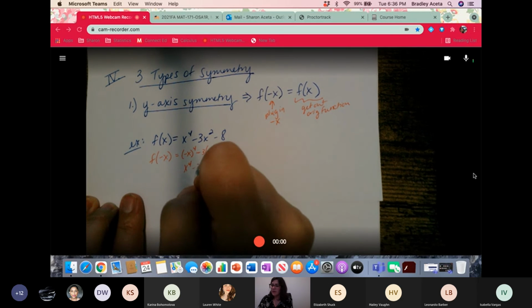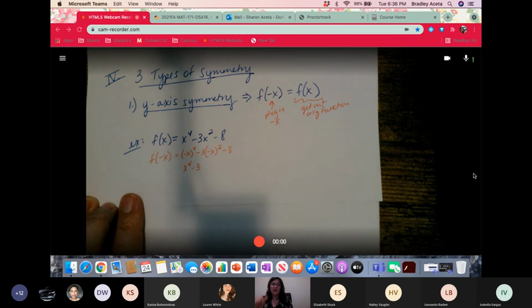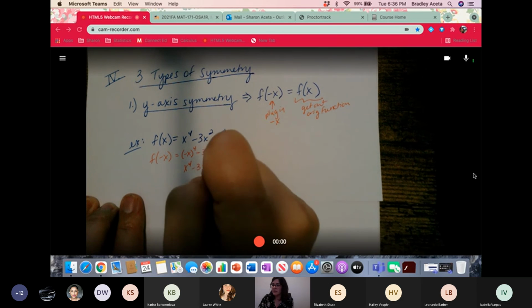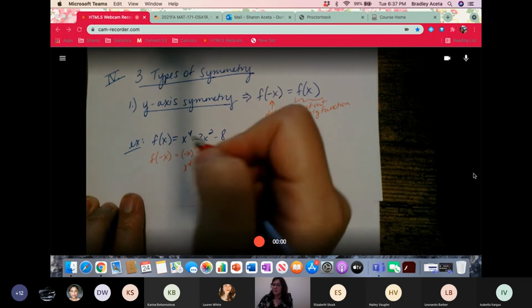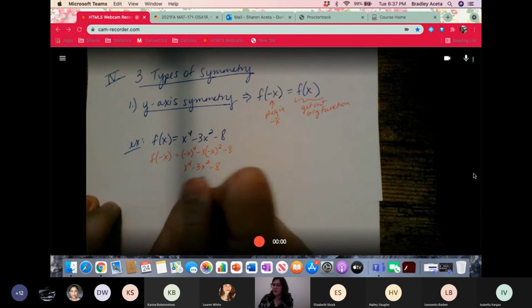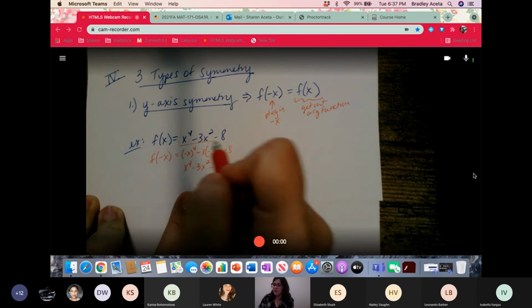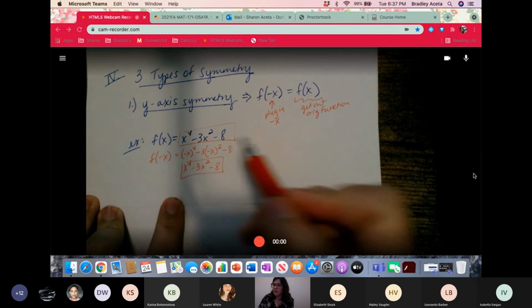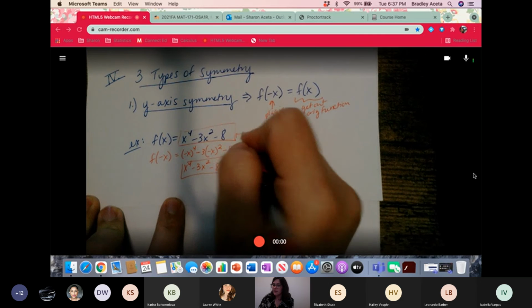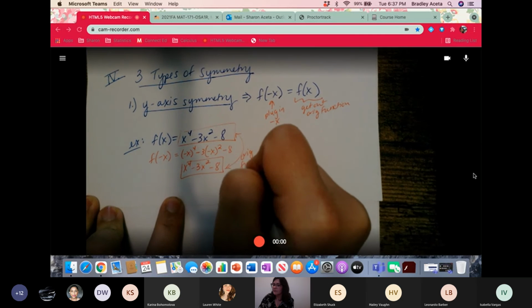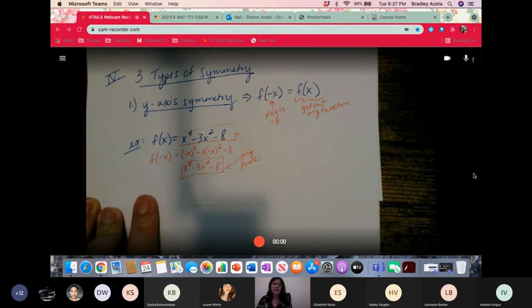And then minus 3, what if I took negative x and I squared it? Well, again, you have negative x times negative x. That's positive x squared. Minus 8. Hey, wait a second. I just went back to the original. That's the original function. So if you can plug a negative x in and you get out the original function, you have a function that has what's called y-axis symmetry.